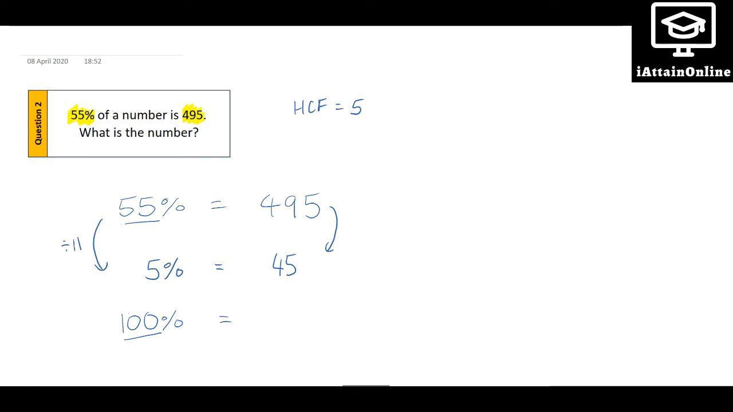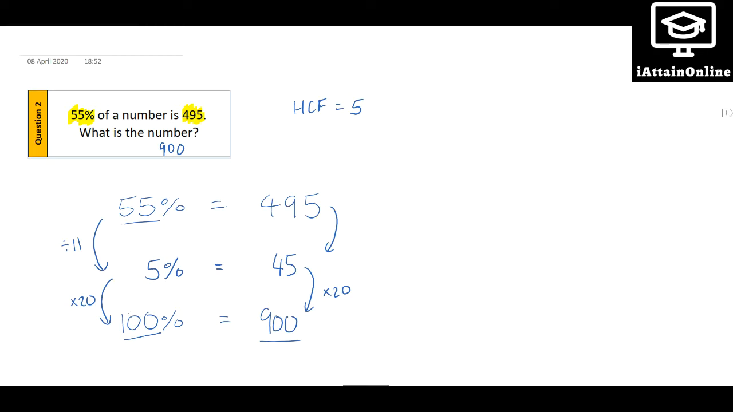Now I've got 5%. From here, it just becomes a question like the last one. If 5% is 45, I want to figure out what I need to multiply 5 by to get to 100. If you didn't know, you could always do 100 divided by 5, and that's 20. So I do the same over here as well. 45 times 20 gives me 900. So this number is 900. You could always check your answer by finding 55% of 900, and it should come to 495.